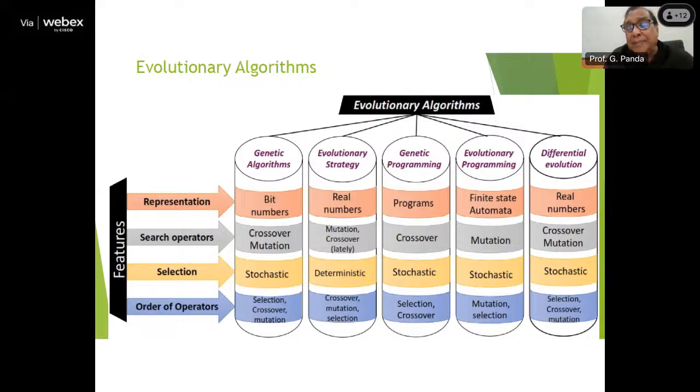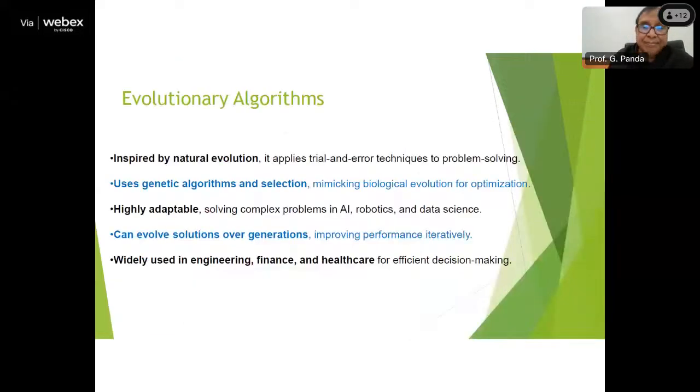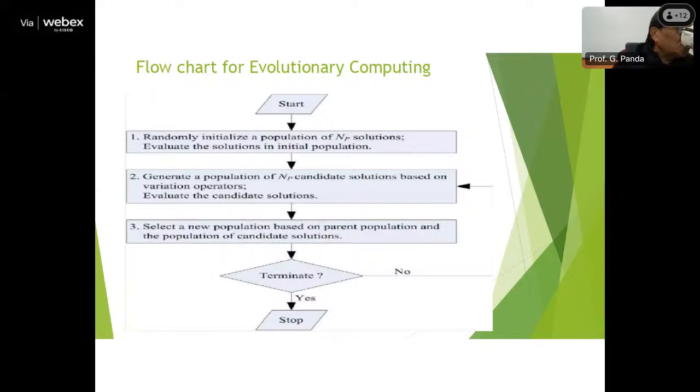In differential evolution, mutation comes first, then crossover. Whereas in genetic algorithm, crossover comes first, then mutation. And differential evolution is an improvement both in speed and accuracy compared to genetic algorithm. So evolutionary algorithm, highly adaptable, widely used in engineering application, finance, and healthcare. Next.